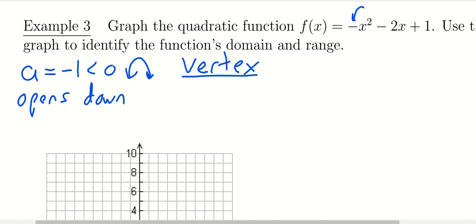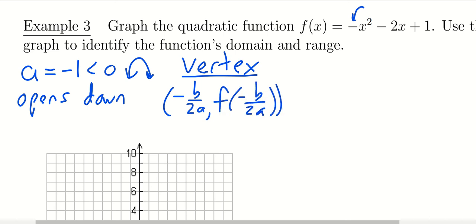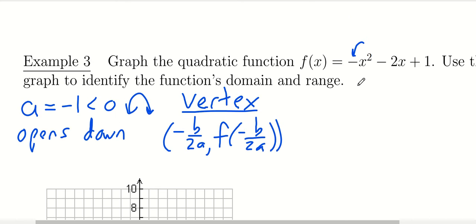The next thing we want to find is the vertex. This is going to be done using the vertex formula. It's going to be negative b over 2a, and then f of negative b over 2a. The coefficient for a is negative 1. The coefficient for b is negative 2. And even though we don't need it for this formula, if you're curious for completion, the coefficient c would be positive 1.